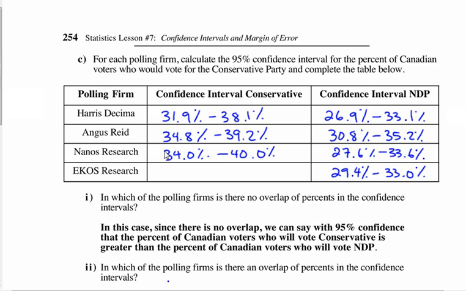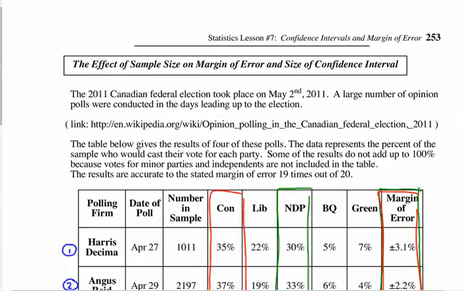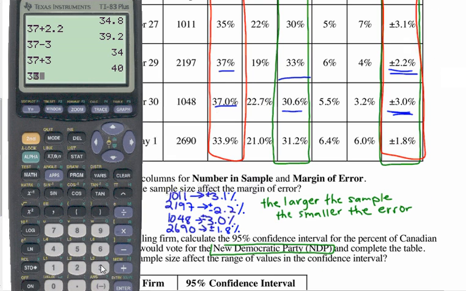And last, we have ECOS. So 33.9 minus the 1.8% error, and then 33.9 plus the 1.8% error. So 32.1 to 35.7.